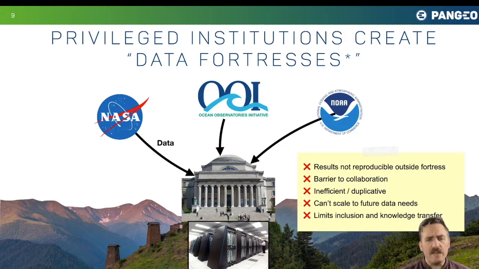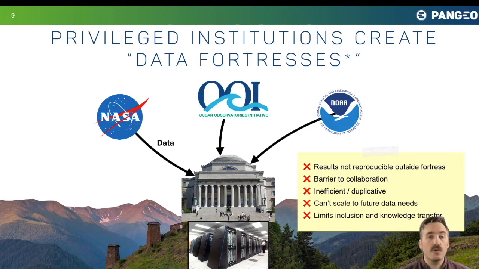It's also inefficient and duplicative since most institutions are creating their own fortress and doing many of the same activities to make ocean data accessible. This can't really scale to these future data needs because not every institution can be storing petabytes and petabytes of ocean data. And finally, this really limits inclusion and knowledge transfer because it restricts who can participate. If you don't happen to be at a privileged university like Ivy League Columbia, you may not have access to a data fortress at all, and you're just not able to do this type of science.